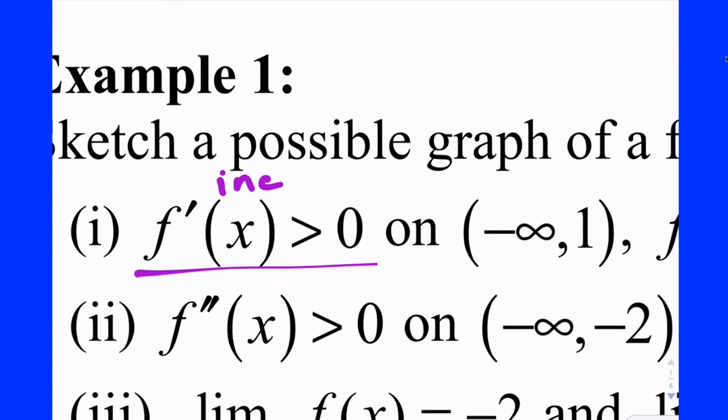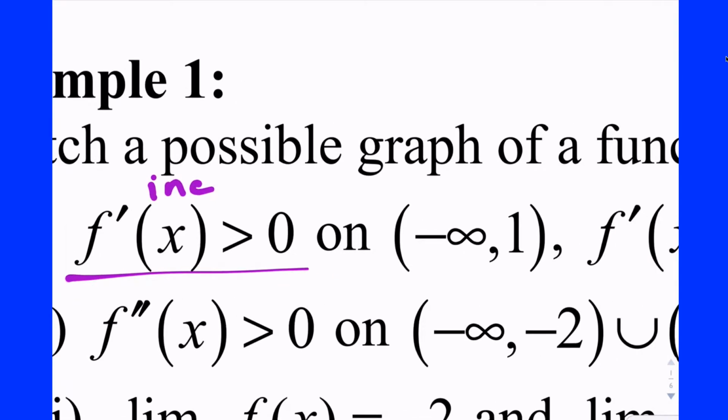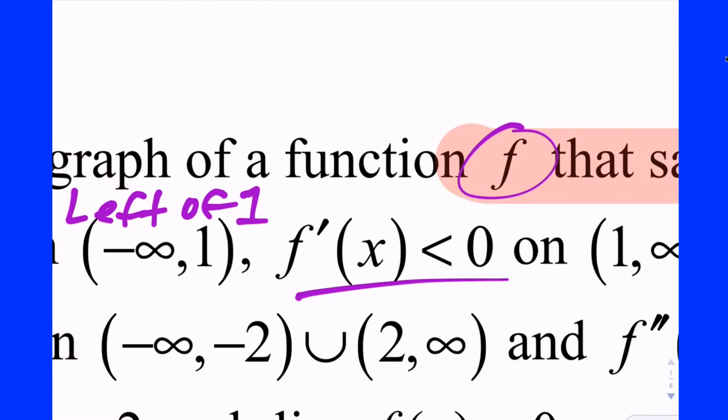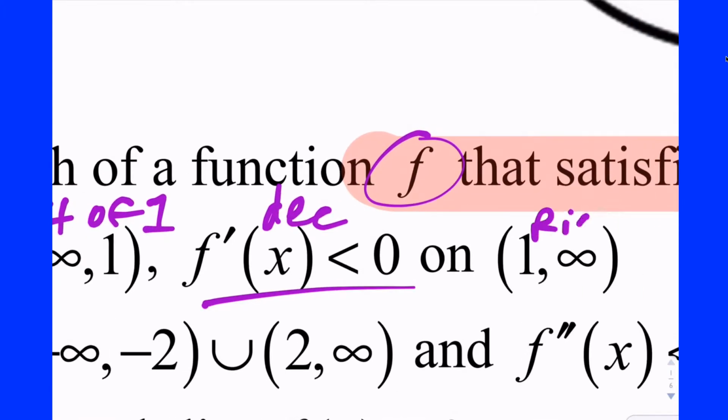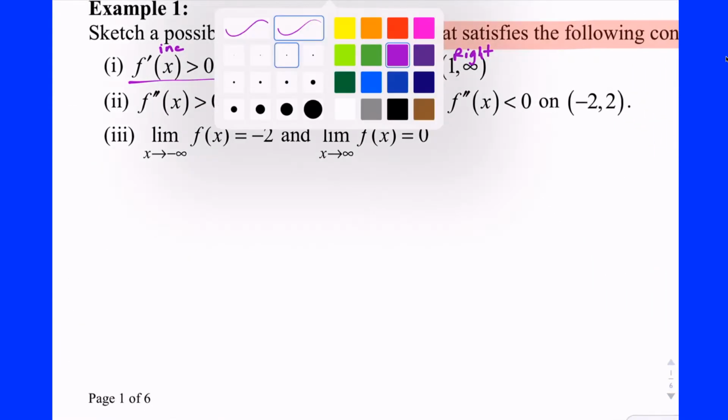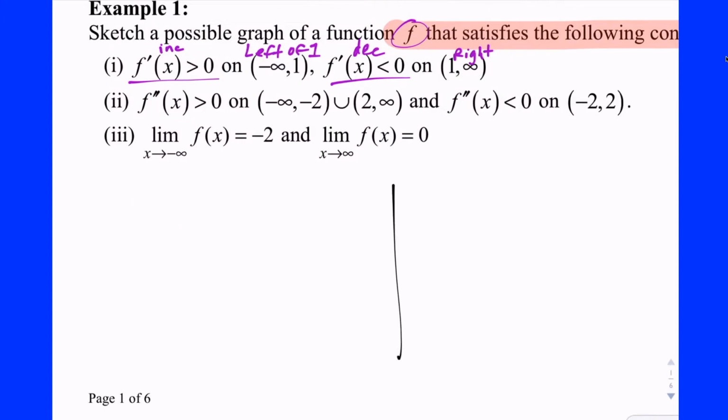So the function's increasing from negative infinity to 1. Is that left or right of 1? Left of 1. f prime is less than 0. That means our function f is decreasing to the right of 1. Okay, cool. So what I would do then is get a possible sketch going, and just add to it as you get more information.